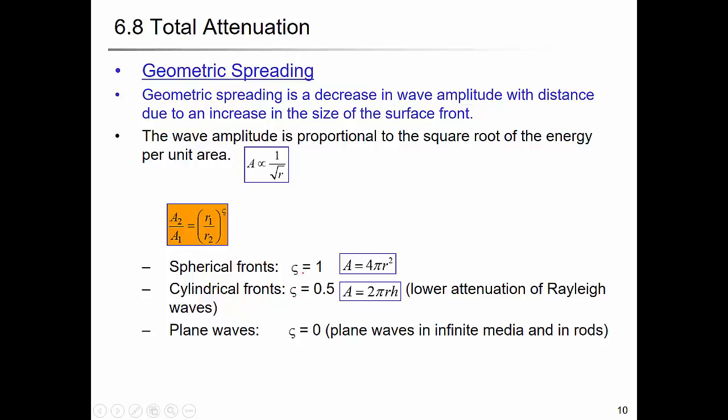When you have a spherical front, you have 1, and a cylindrical front, 0.5, and for a plane wave, you don't have any geometric spreading. So plane wave means that you have P and S waves in the infinite medium.